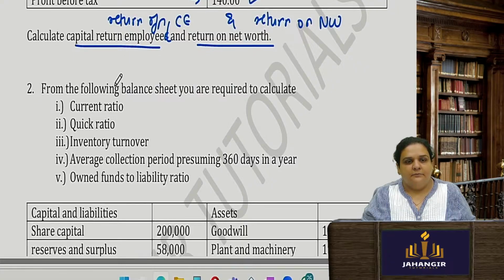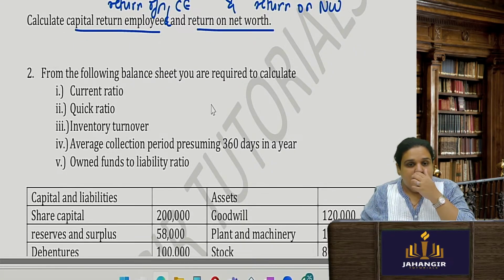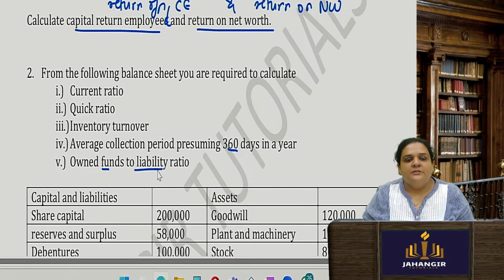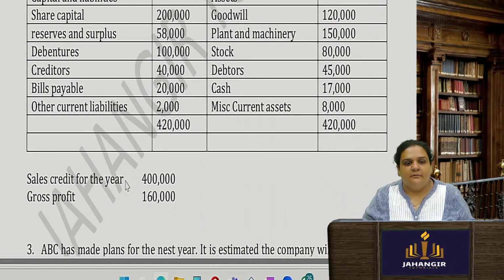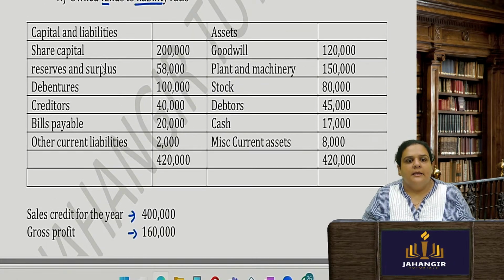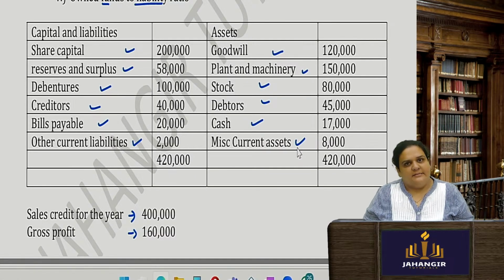Okay, next question. From the following balance sheet, you are required to calculate current ratio, quick ratio, inventory turnover, average collection period assuming 360 days, owner's funds to the liability ratio. Now sales credit for the year is 4 lakhs. Gross profit is 1,60,000. In liability and capital, we have share capital, reserves, debentures, creditors, bills payable, other current liabilities, goodwill, plant, stock, debtors, cash and miscellaneous current assets.